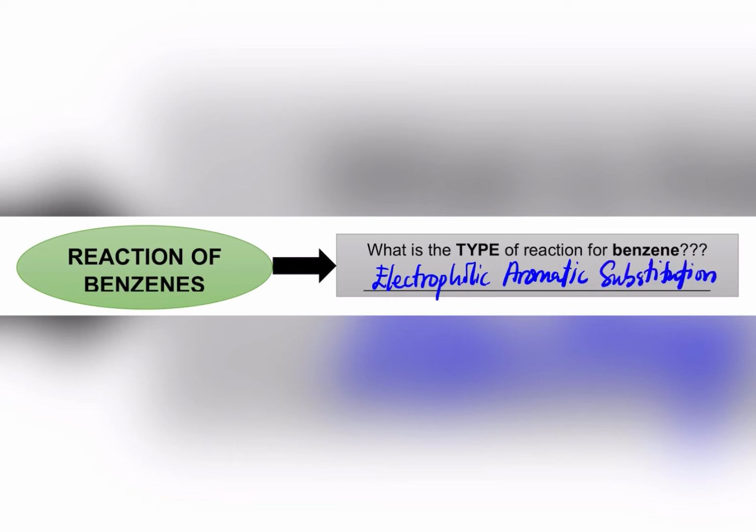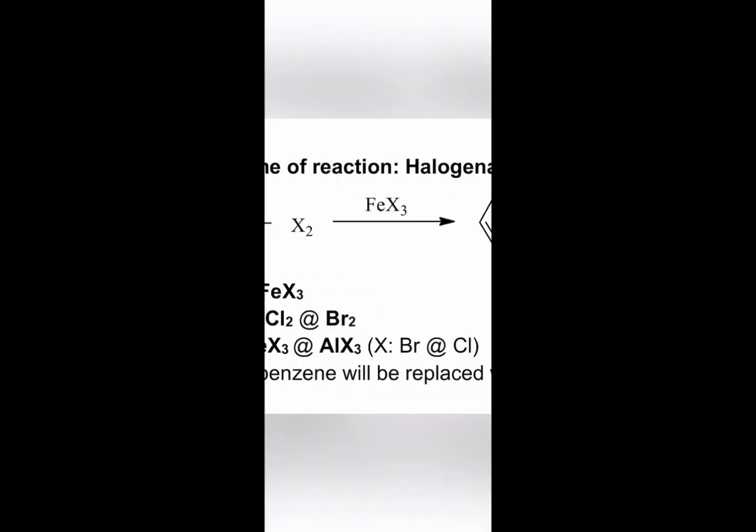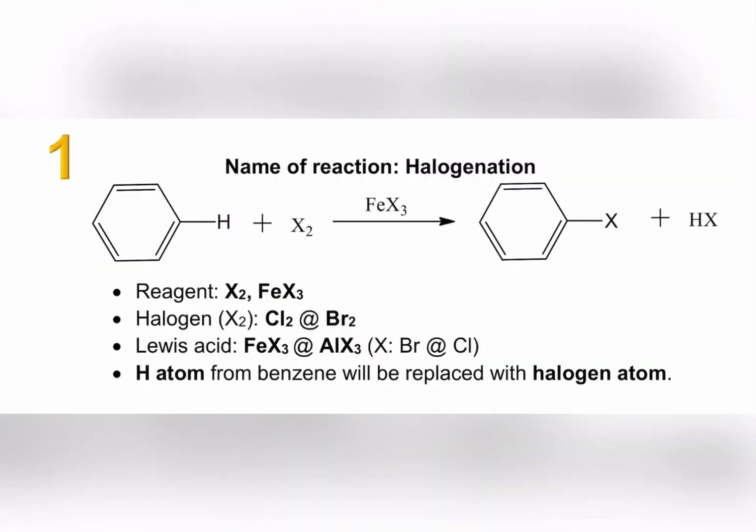So this will be the type of reaction for benzene. And please remember, one class of compound can only undergo one type of reaction. So the only type of reaction for benzene will be electrophilic aromatic substitution. Now, we are going to focus one by one on the reactions of benzene.